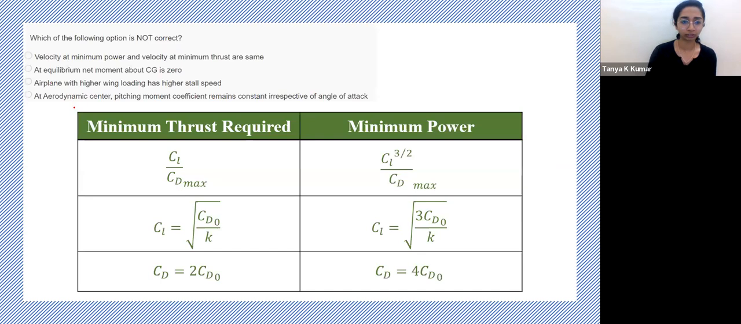Okay, let's just go over why it's not correct. Well, at minimum thrust, just recalling from the first lecture, CL is root of CD naught by K, and CL at minimum power is root of 3 CD naught by K. CL is changed, velocity also will change. Hence, the velocity at minimum power and minimum thrust are not the same.